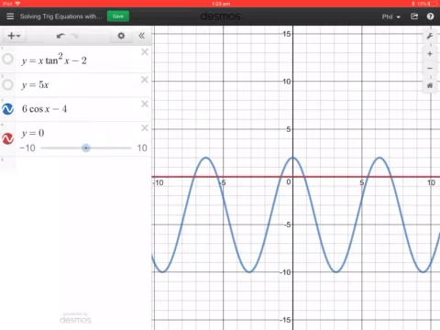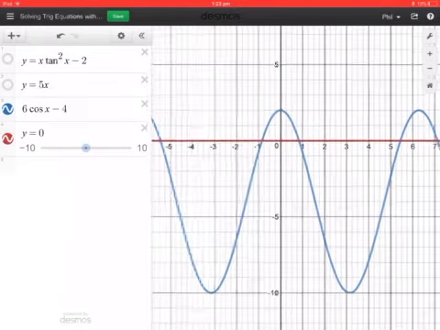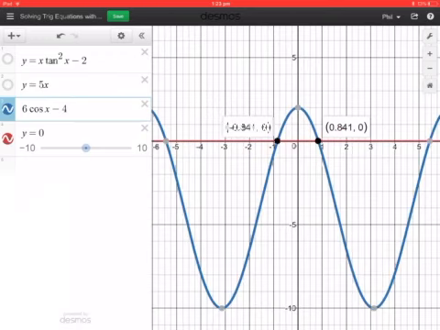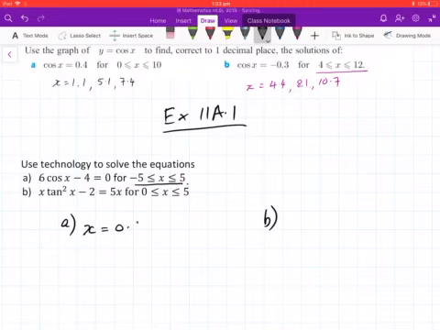So we're looking for when the red line crosses the blue line between minus 5 and 5. So I'll try to zoom into that. Now, how many times? It does it twice. It seems to be symmetrical. It's this point here and this point. That's 0.841, negative 0.841. Those are the two solutions within the given domain. So I can write that here: x equals 0.841 and negative 0.841.